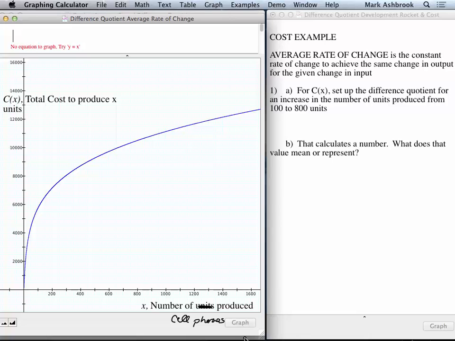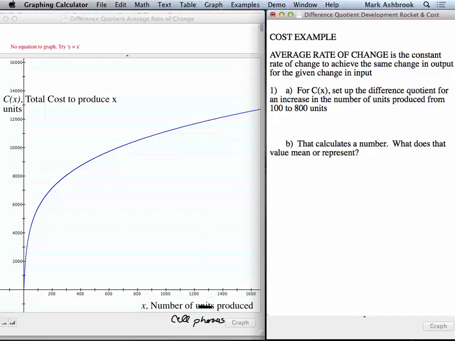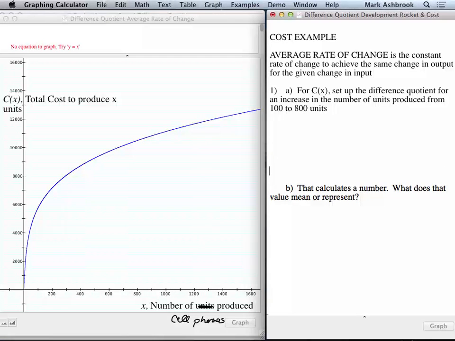What I want you to do is, first, set up the difference quotient if the number of units produced increases from 100 to 800 units. And then try to make sense of what number that would calculate. What would be the meaning of the number that the difference quotient calculates? What would it mean? Okay, so set it up, and then talk out part B.